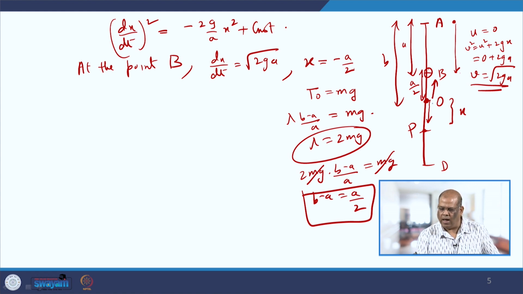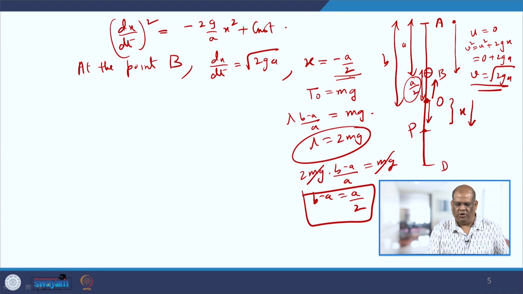So, one more time, what is happening is that you have calculated this x from the point O and it is moving in the downward direction, and that direction is taken to be positive in the direction of increasing x. However, if you want to calculate this x again from the point O in the upward direction, from O to B it is a by 2, but since it is moving in the upward direction and not in the downward direction, we have to consider it as minus a by 2. So, our initial condition is that at the point B your dx/dt is square root of 2ga and your x is minus a by 2.